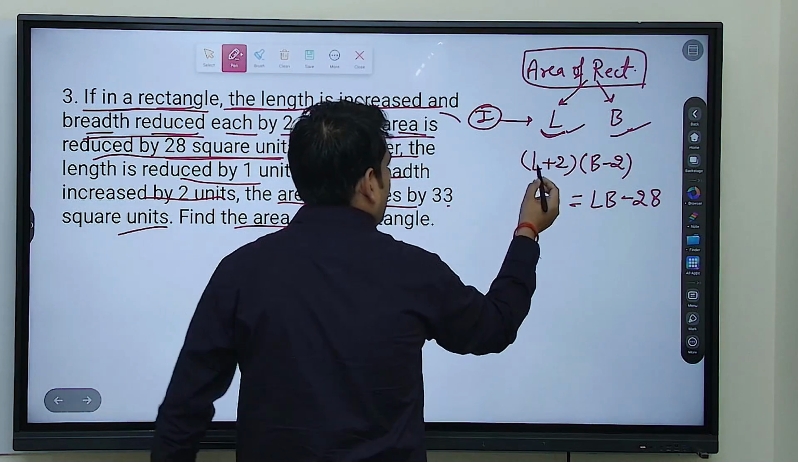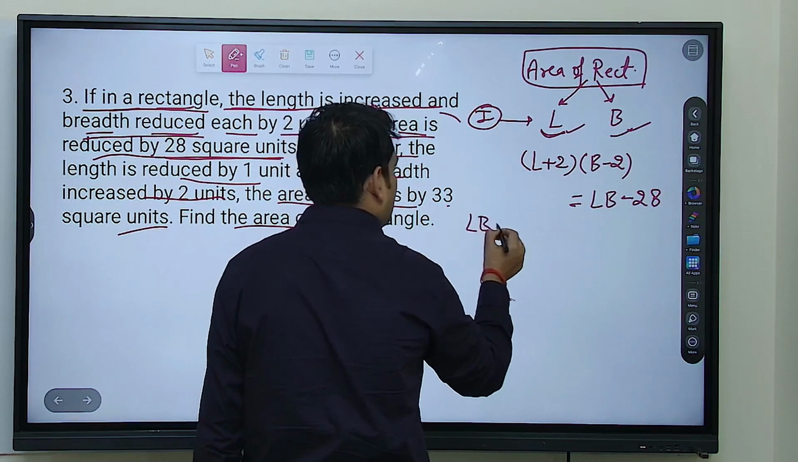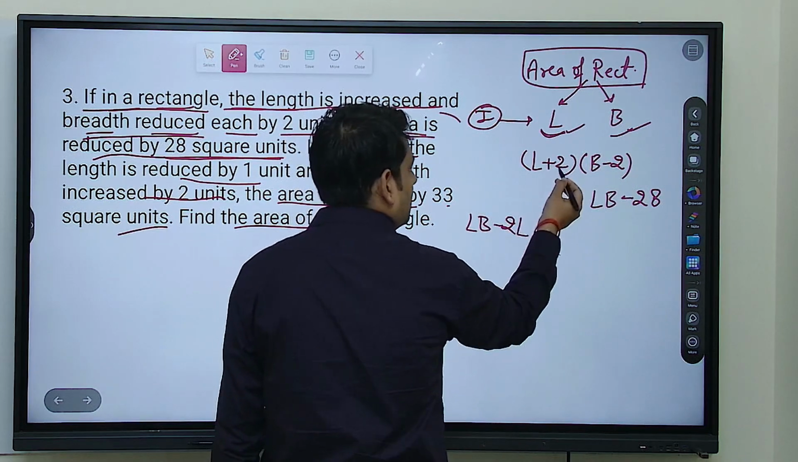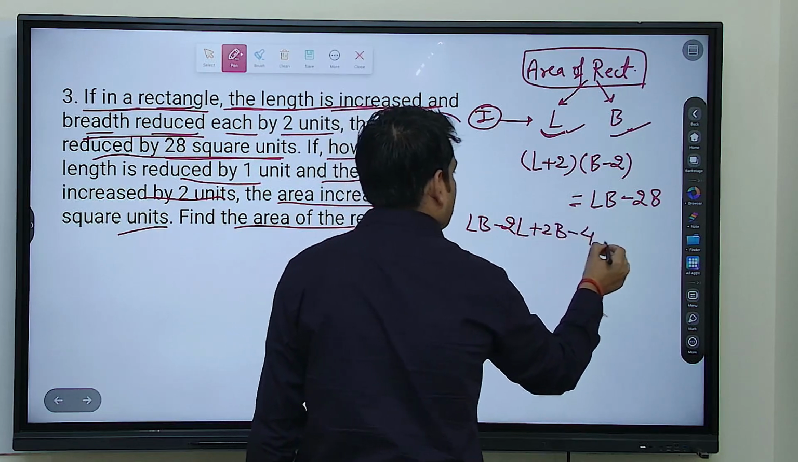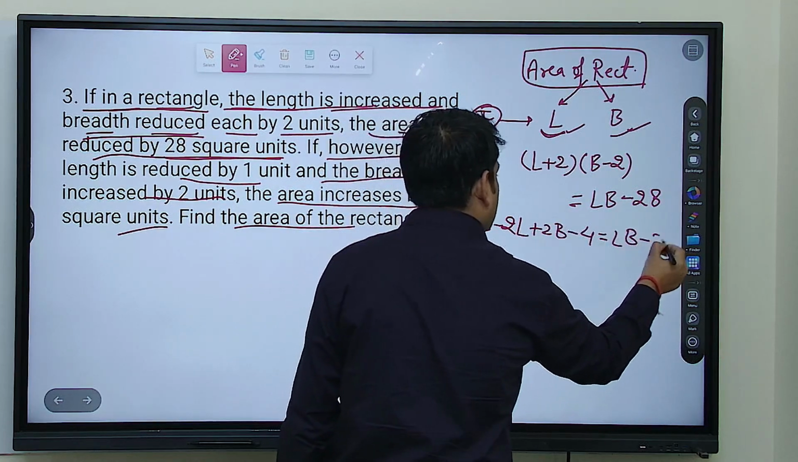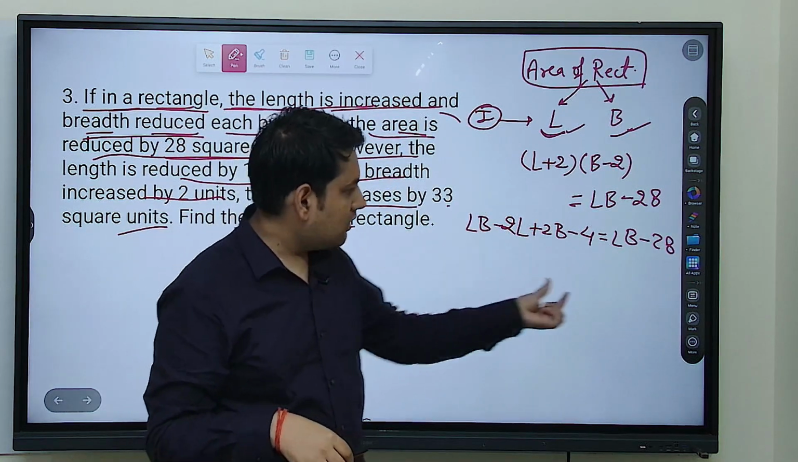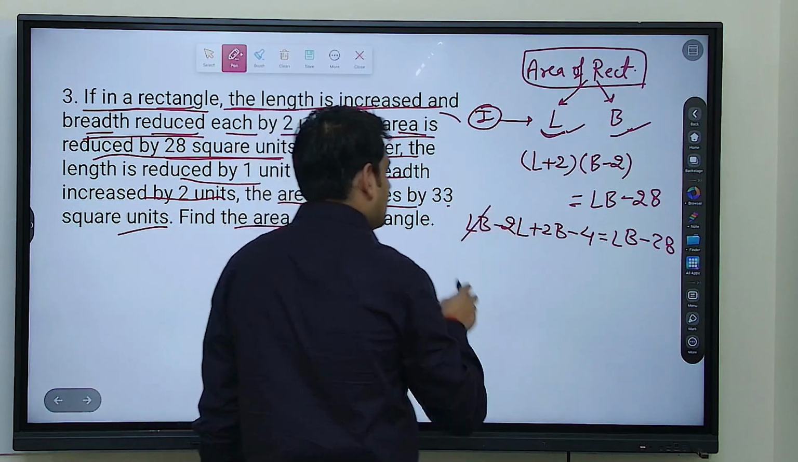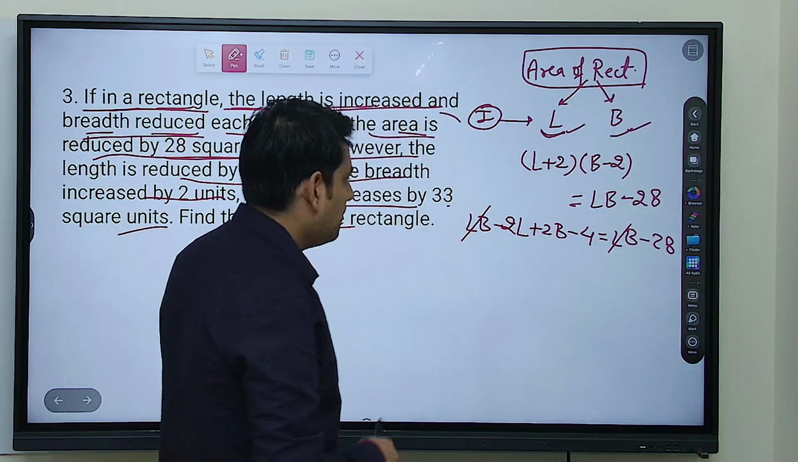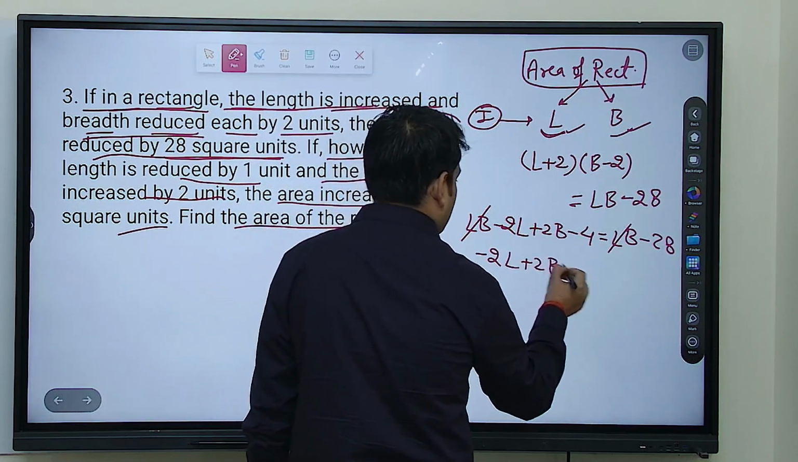Now you just open these brackets. L will get multiplied with B and minus 2 both, so you will get LB minus 2L. This 2 will also get multiplied with both, plus 2B minus 4 is equal to LB minus 28. Now can you see, you have LB here also and here also, that is on both sides of the equation, so you can simply cancel them out. What you get is minus 2L plus 2B is equal to minus 24.